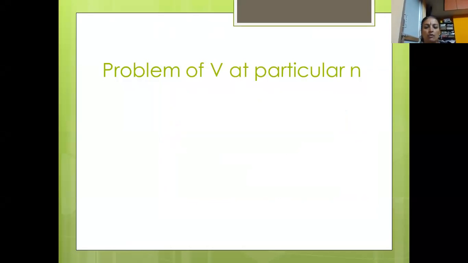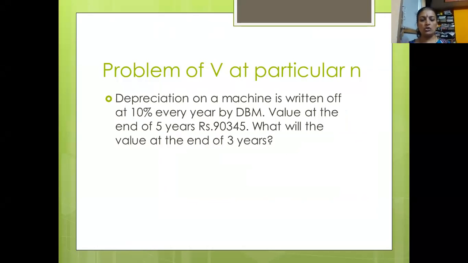First, see here what is given. Depreciation on a machine is written off at 10% every year by diminishing balance method. Value at the end of 5 years, that is given in the problem, 90,345. What will be the value at the end of 3 years? Here you are given a value only for 5 years, and you have to calculate the value once again, that is for 3 years.